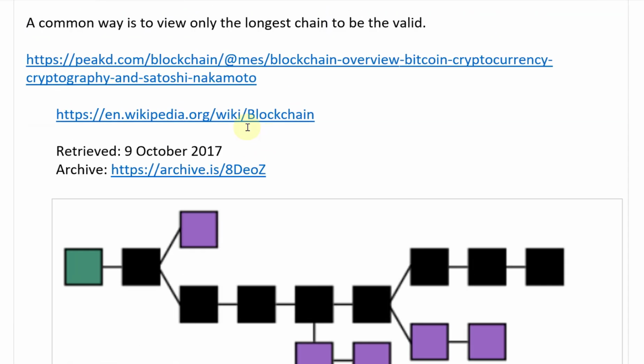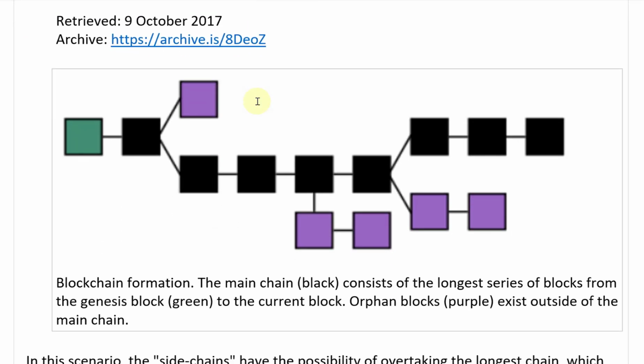So here it is from the blockchain overview video. That's from Wikipedia's blockchain page. So here is a chain of blocks. There is blockchain formation. The main chain, in black, right here, consists of the longest series of blocks from the Genesis block, in green, the original one, the first one, to the current block right there. Orphan blocks, in purple, exist outside of the main chain. So there's a double spend, but it doesn't matter, as long as everyone agrees that we're just going to go with this one right here.